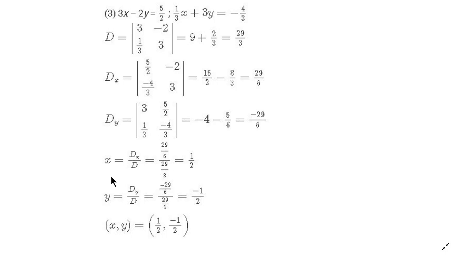It's quite simple again. X is equal to Dx upon D. What is Dx? 29 upon 6. And what is D? 29 upon 3. So how do we calculate this? 29 upon 6 into 3 upon 29. 29 will get cancelled and 3 by 6 is 1 by 2. Similarly with this, so the ordered pair is 1 by 2, minus 1 by 2.